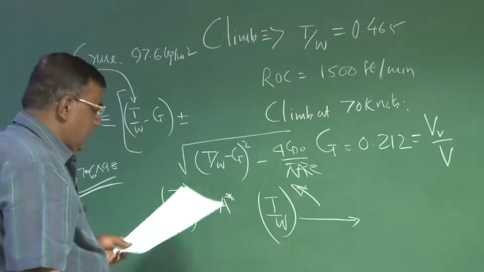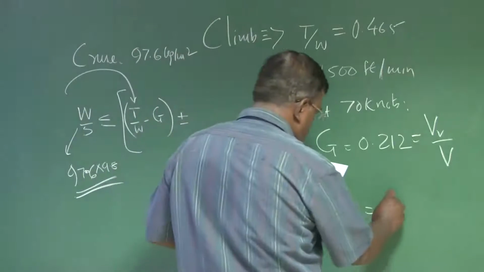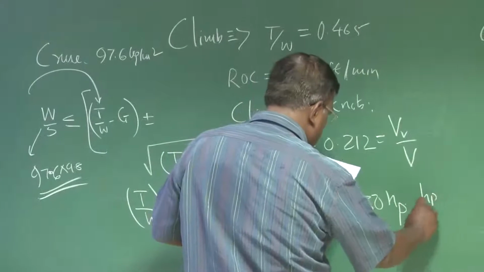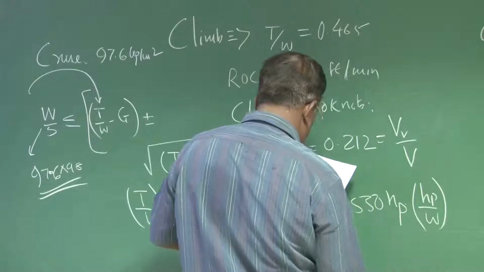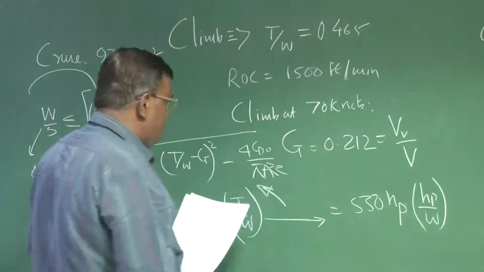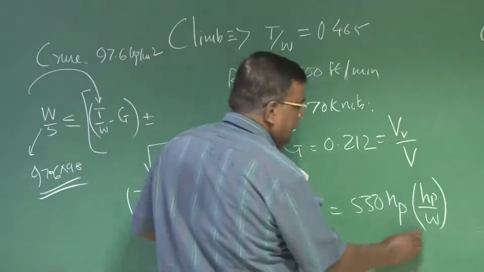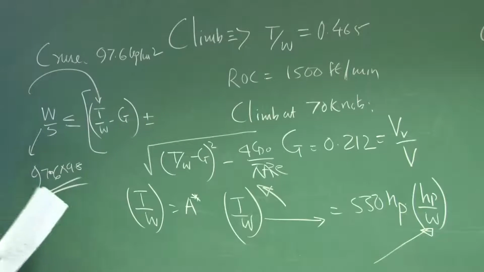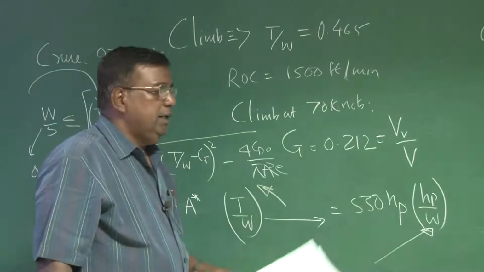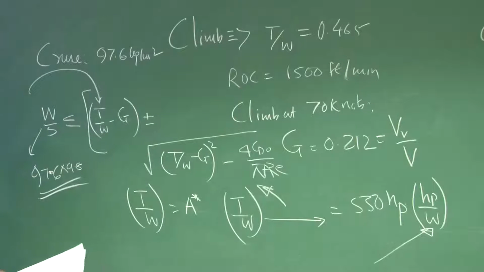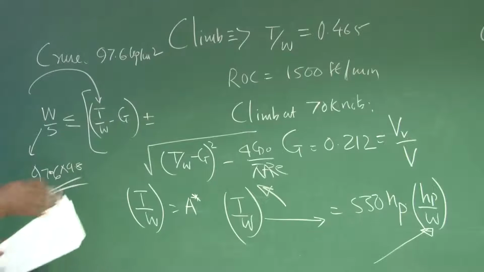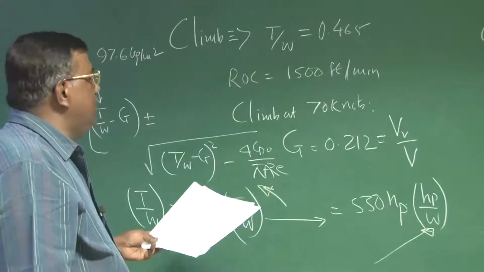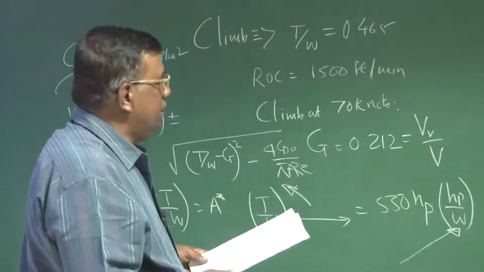This T by W, I now check back with 550 into eta P into HP by W, right? Okay. And see what HP by W is required, or what is the inverse of power loading required, whether I am able to get that from the engine or not, right? So this sort of an iteration will go on, right? And you will see when we actually solve an example, this will become crystal clear.